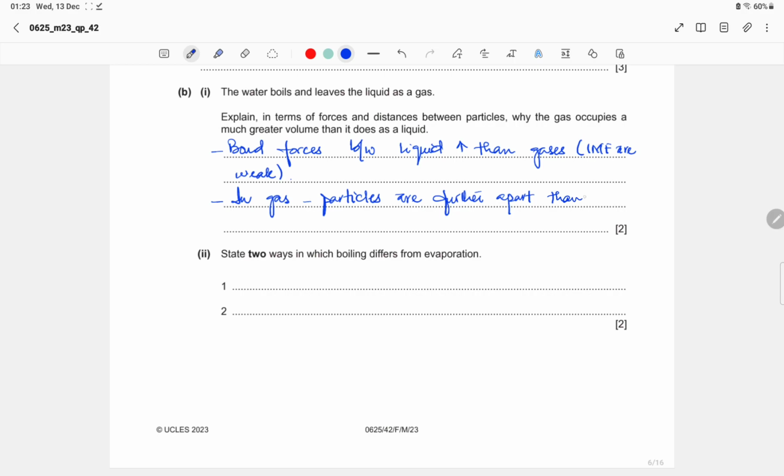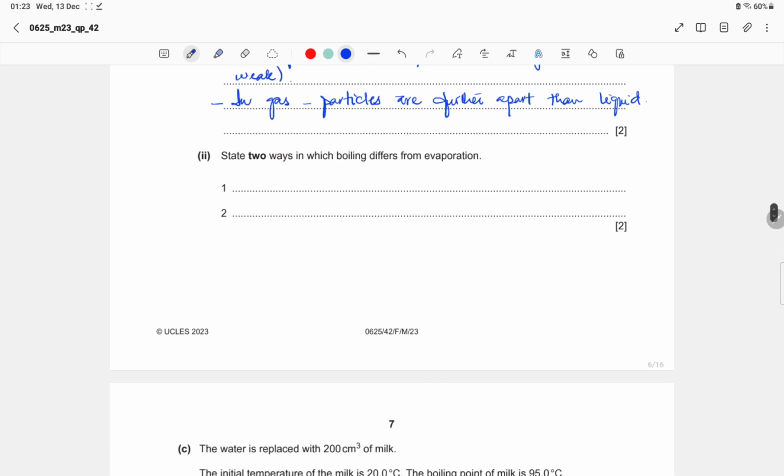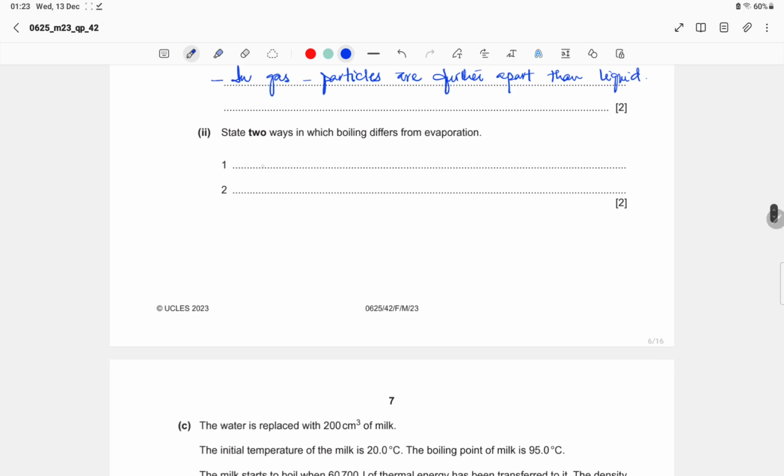There are two ways in which boiling differs from evaporation. In boiling, it occurs at a fixed temperature, and boiling happens throughout the liquid.